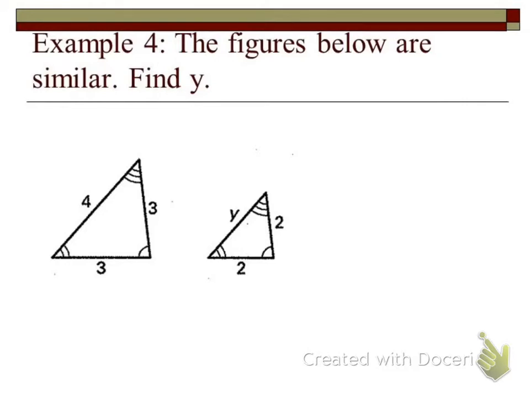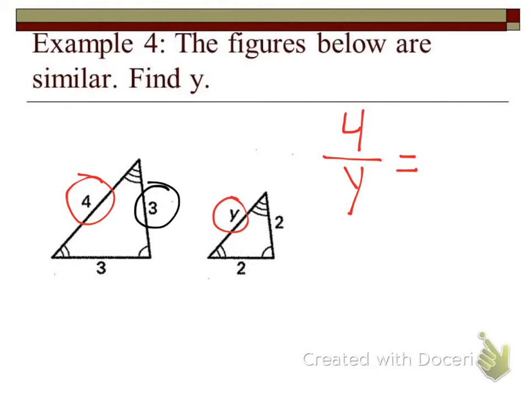So I'm going to start with one of these sides, and the bigger one. 4. What does 4 match up with? What's the corresponding side for 4? What's in the same position on the other triangle? Y. So my first ratio is going to be 4 over y. That's going to equal, now we need to write another ratio. Since we started with the bigger triangle, go back to the bigger one, pick a side. I'll pick the 3 this time. 3 goes with 2.